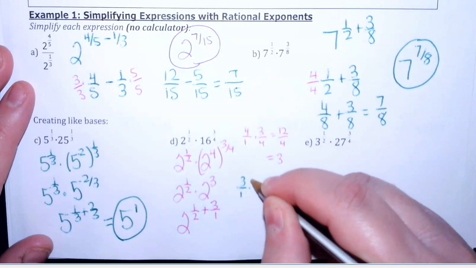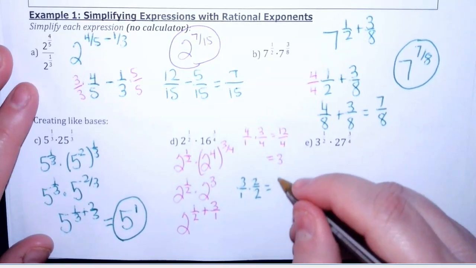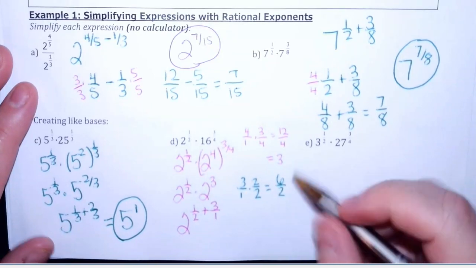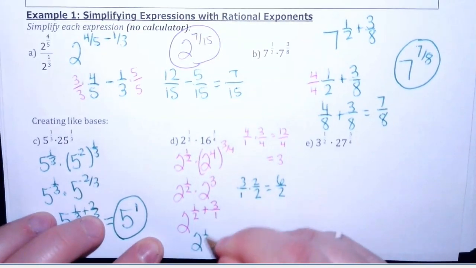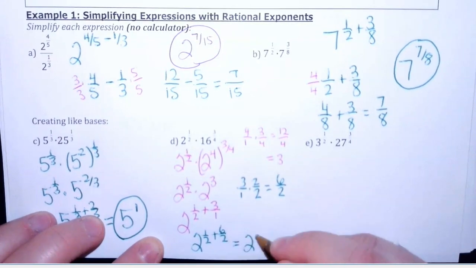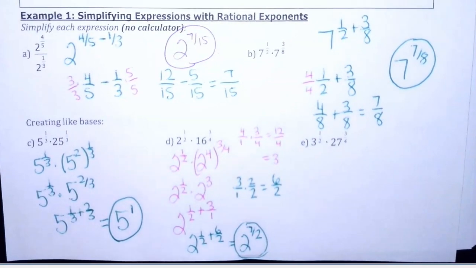I would multiply the top and bottom there by 2 to give me a common denominator. That would be 6 over 2, and I know that simplifies back to 3, but just leave it that way so we can add those exponents together. So this would be 1/2 plus 6 over 2, which is going to give you 2 to the 7 over 2 power. A lot of little intricate steps in these questions.